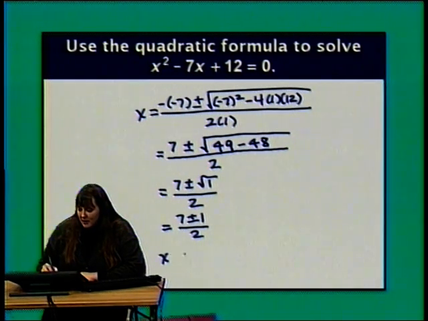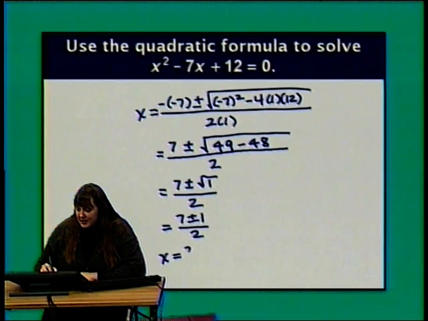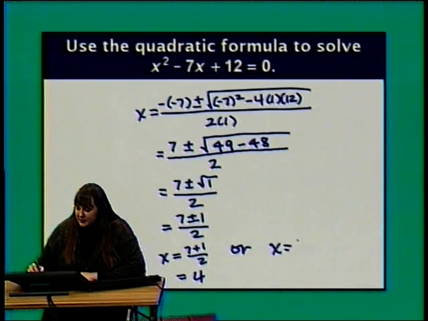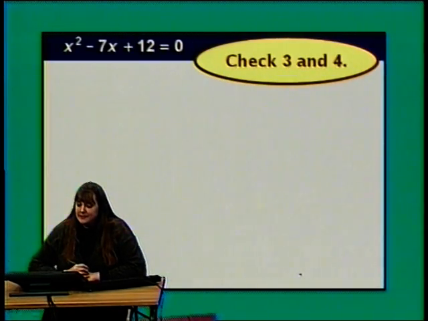So I actually have two equations here. x equals 7 plus 1 over 2, which is 8 over 2, which is 4. Or x equals 7 minus 1 over 2, which is 6 over 2, which is 3. Of course, now I need to check my solutions.